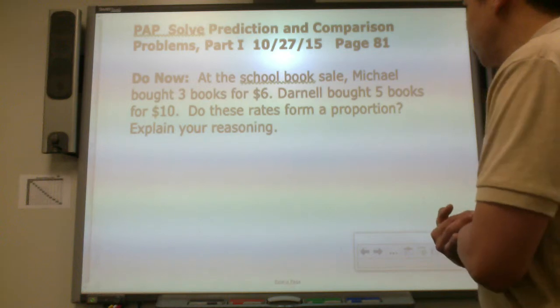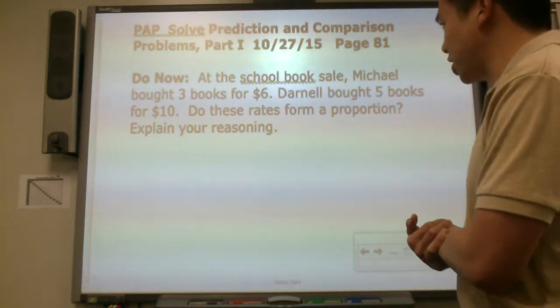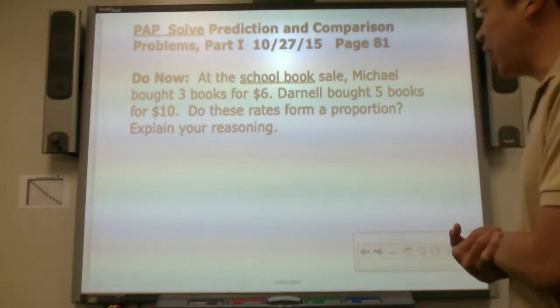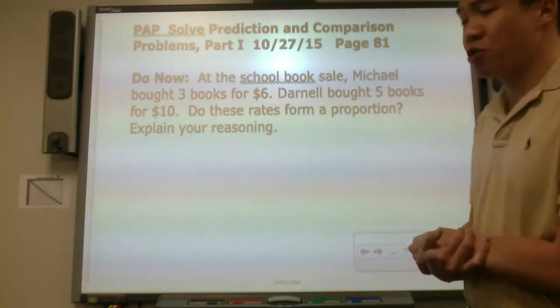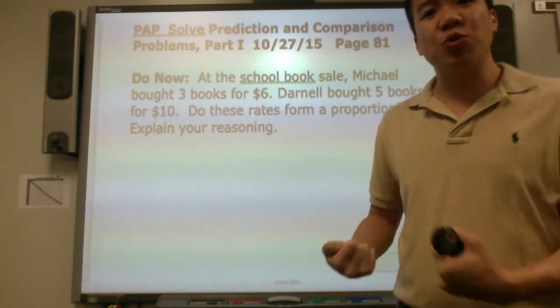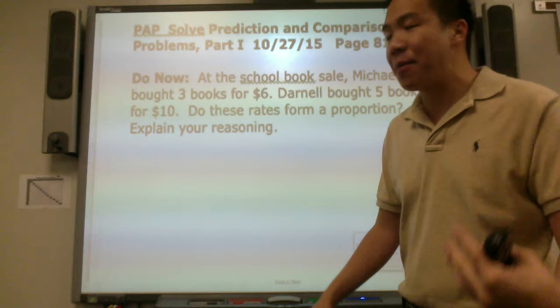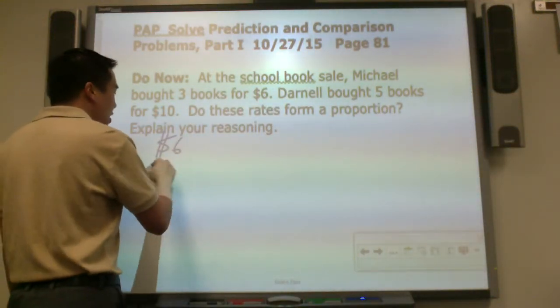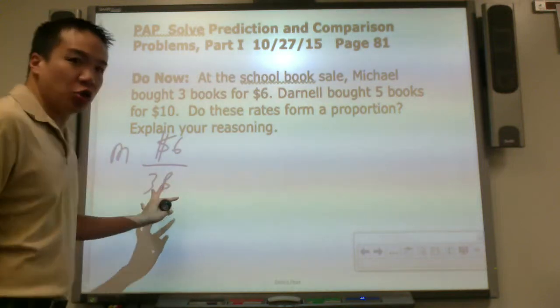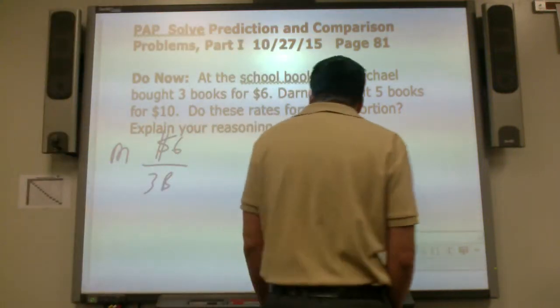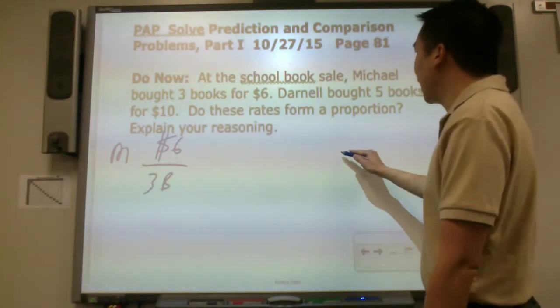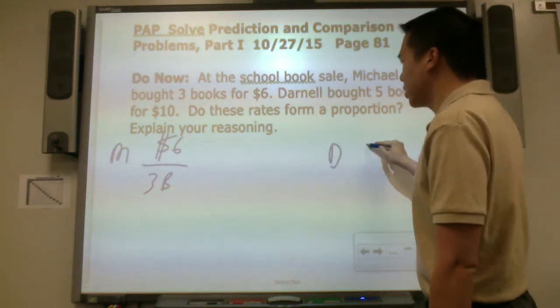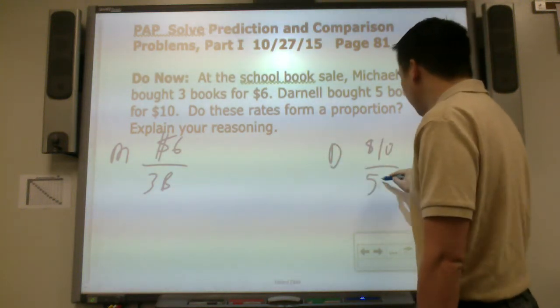At the school's book sale, Michael bought 3 books for $6. Darnell bought 5 books for $10. Do these form a proportion? Are they equivalent? Do they equal the exact same thing? Do they spend the same amount? So this is Michael, $6 for 3 books. I'm writing it as a unit price, so that's price over unit. And Darnell bought $10 for 5 books.